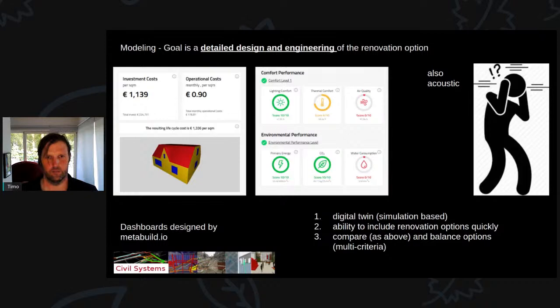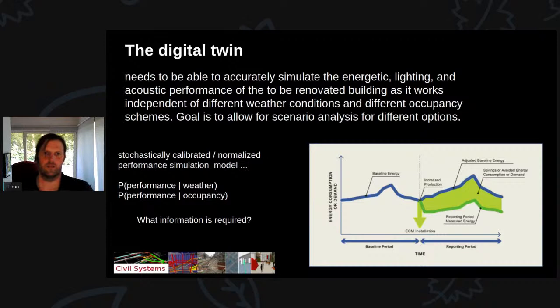We can do that, digital twin or simulation-based, but we can also calculate something on a piece of paper about energy use and whatever. So we can do this without computer support, but that's very crude, right? So let's use the computer to support this, right? And as I said already, the first step is the digital twin. And for us, the digital twin is not just the 3D model. Oftentimes now people say it's a 3D model where you get information about the current status of the building. For us, that's not enough. For us, really, a digital twin can accurately simulate the energetic, lighting, acoustic, whatever performance of the to-be-renovated building as it works, right?